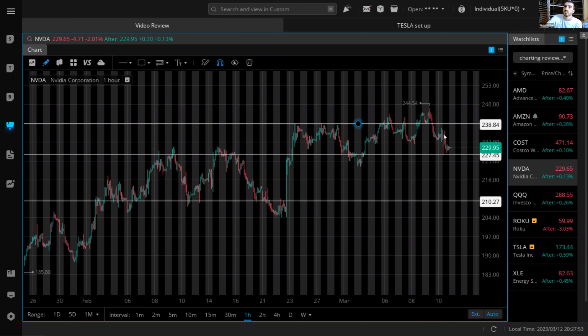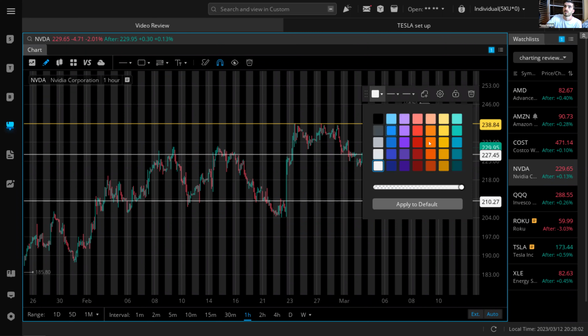So for NVIDIA, I'll do my color coordination I usually use. Yeah, we're going to get to Tesla very soon. That's one of my biggest watches on the week. I have a good feeling about Tesla for some reason.